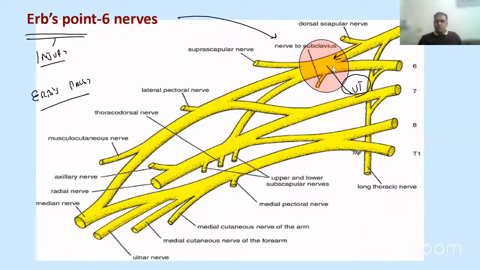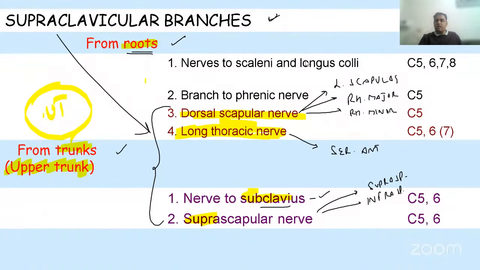The two roots are C5 and C6, right? And from these roots, what is formed is the upper trunk. The upper trunk has two divisions, the ventral and the dorsal. And the upper trunk has two branches, as seen in the previous slide: the nerve to subclavius and the suprascapular nerve.